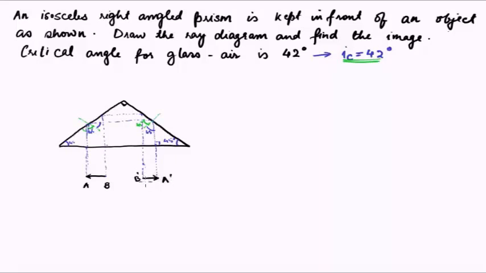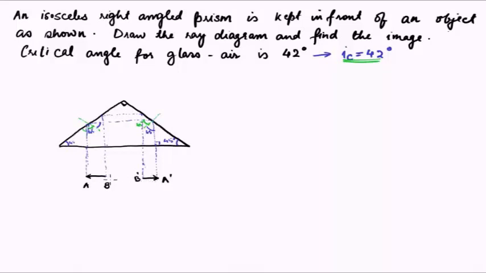Ultimately we will get the B dash point here, that is B's reflection, and the A dash point here, that is A's reflection, and we will get an inverted image A dash B dash. So if this was a positive direction object, then this is a negative direction image.